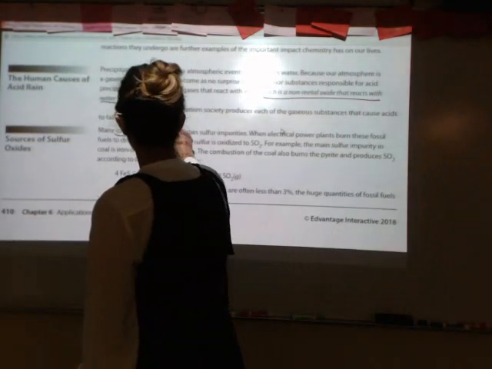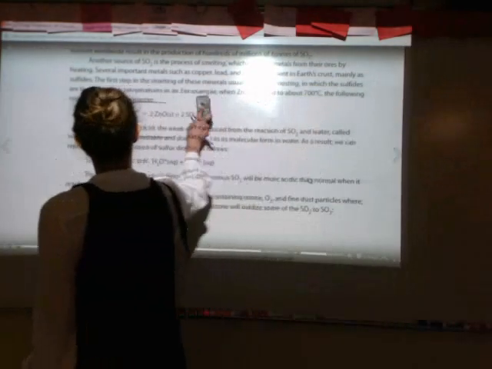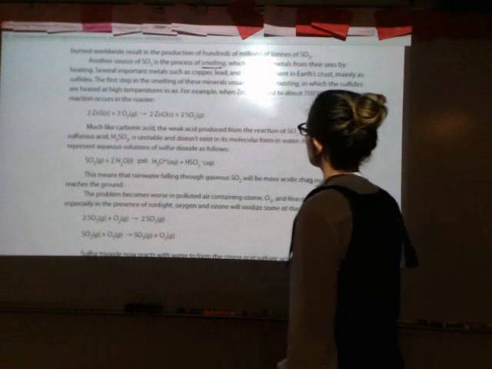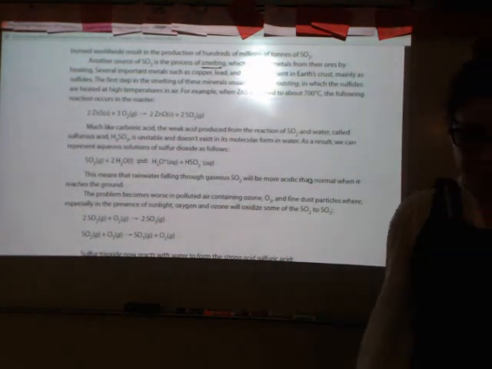Let's talk about some of the sources of some of the gaseous substances that cause acids to come out of the atmosphere. Some of the sources of sulfur oxides would be coal and oil deposits that contain sulfur impurities. When electrical power plants burn these fossil fuels, the sulfur is oxidized to SO2. Another source for sulfur dioxide is smelting.